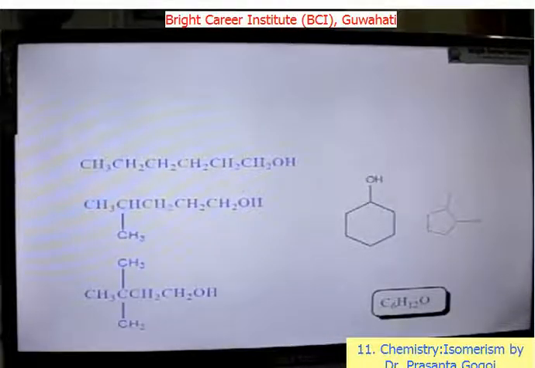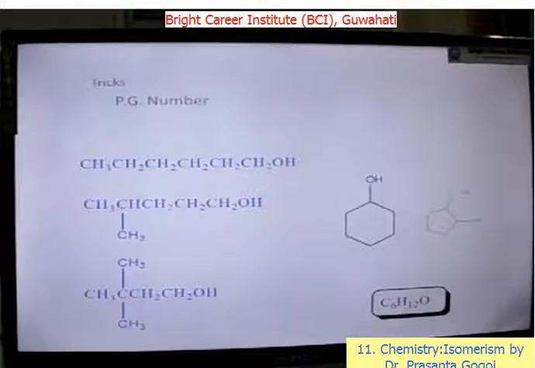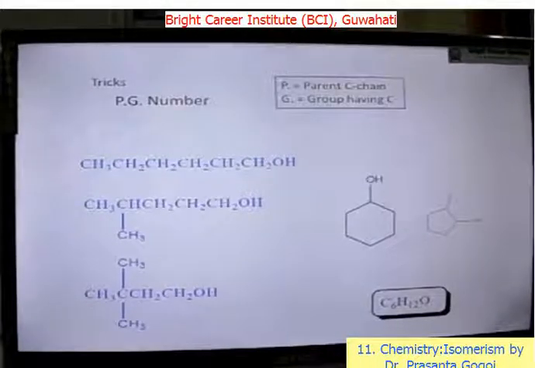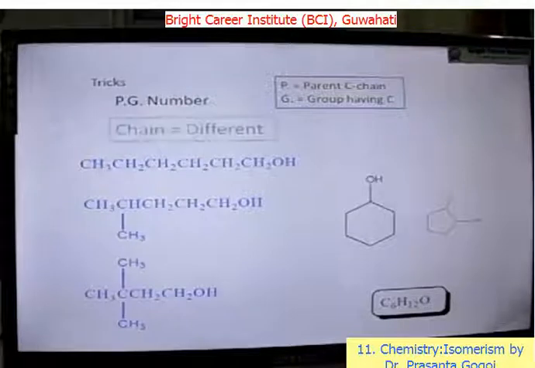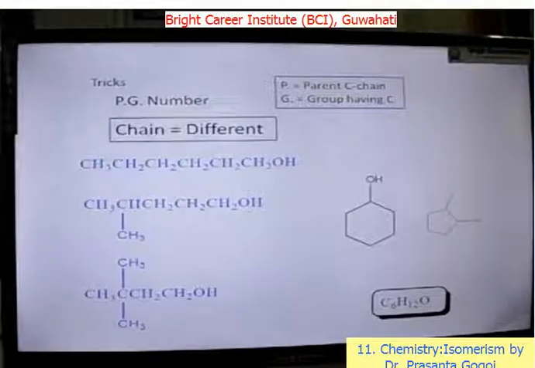Sometimes it's very difficult to distinguish between position isomerism as well as chain isomerism. So we made one trick. The trick is called PG number, where the P stands for the parent carbon chain and G the group having the carbon. Now we can say that if the PG number is different, we can call it the chain isomer. We can calculate the PG number by counting the parent carbon chain and the group having the carbon.